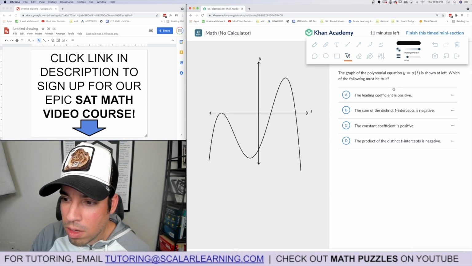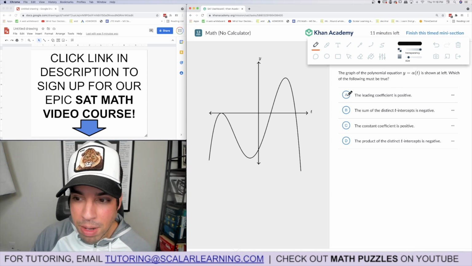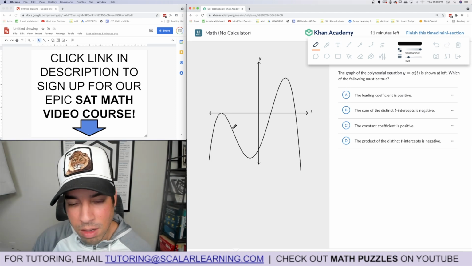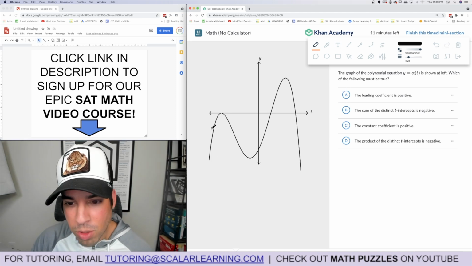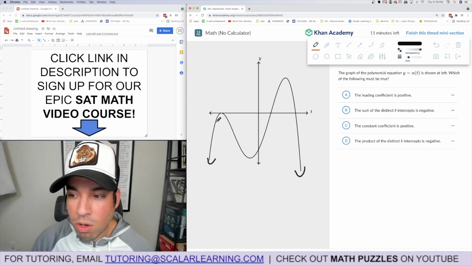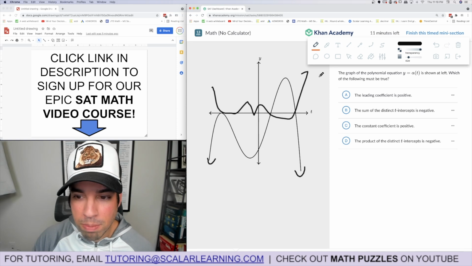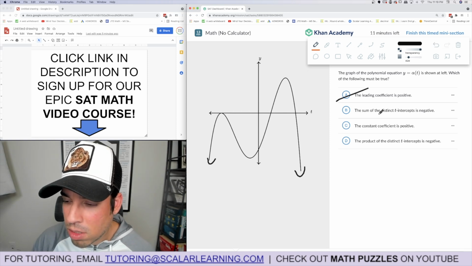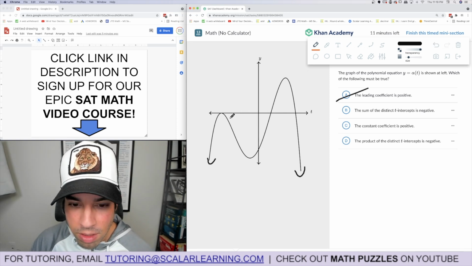Okay. The leading coefficient is definitely not positive. This is interesting. They usually don't test this, but the leading coefficient test, if you remember, first of all, this is an even function, right? Because it's going down, down. But if the leading coefficient were positive, it'd be going up, up like that. So this is out.